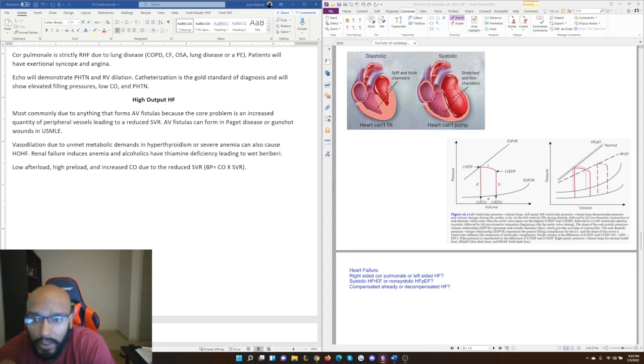Remember the SAD mnemonic for aortic stenosis: syncope, angina, and dyspnea, right? So you really want to make sure you key in on things that are significant to the patient's initial presentation, and not get thrown off guard by other things in the question.